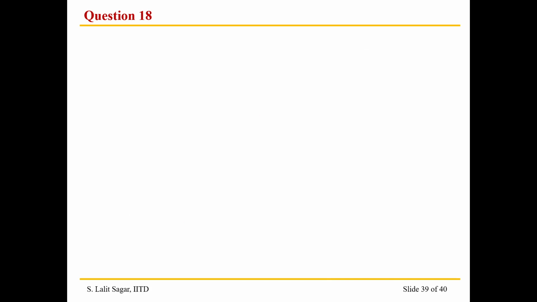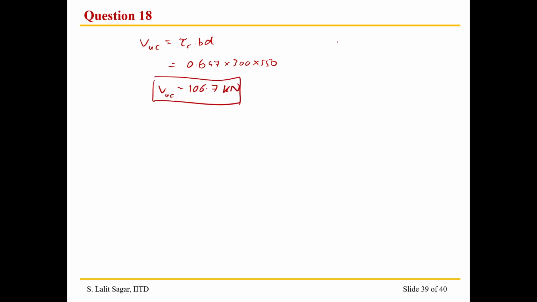Now let us calculate the value of VUC, which is equal to tau C into BD, that is 0.647 into 300 into 550. So VUC is how much? 106.7, yes, thank you. 106.7 kilonewton.